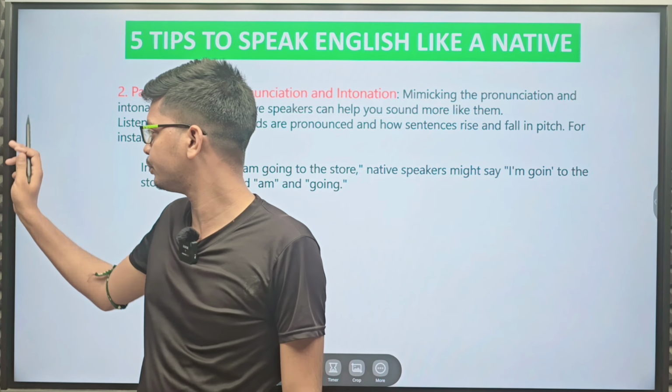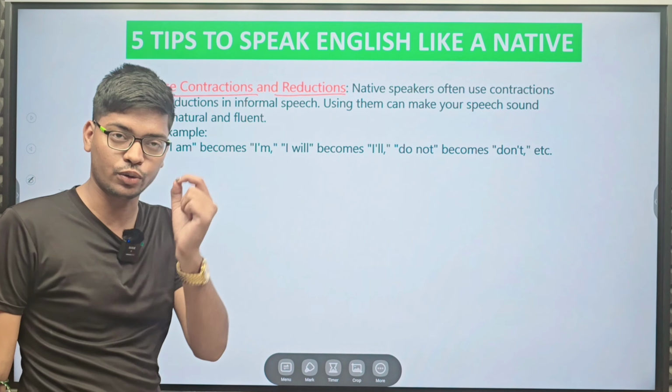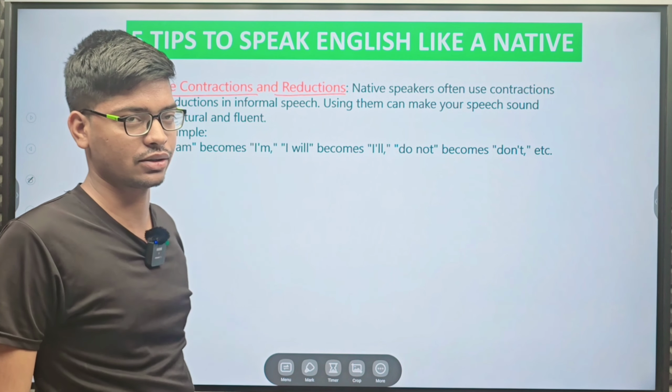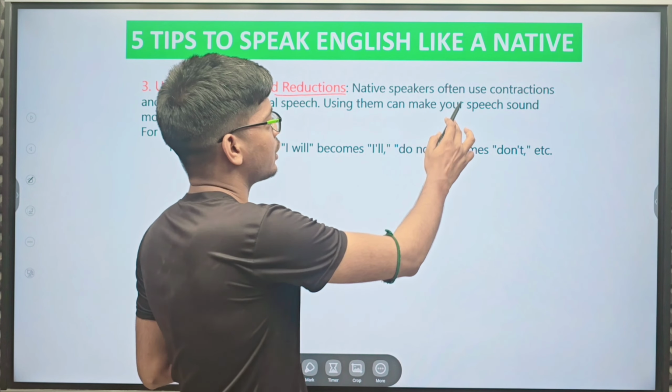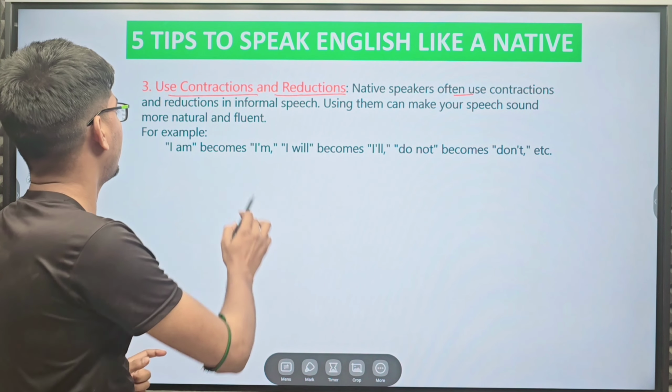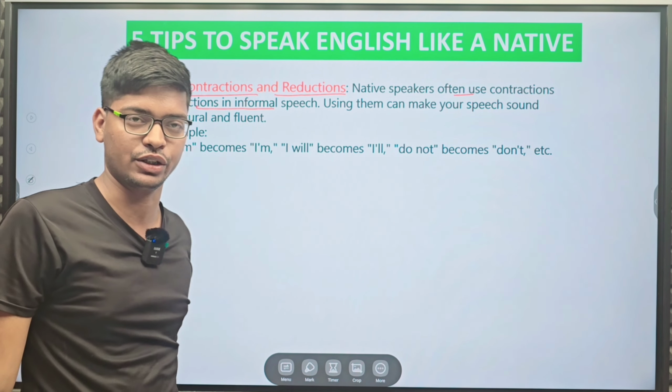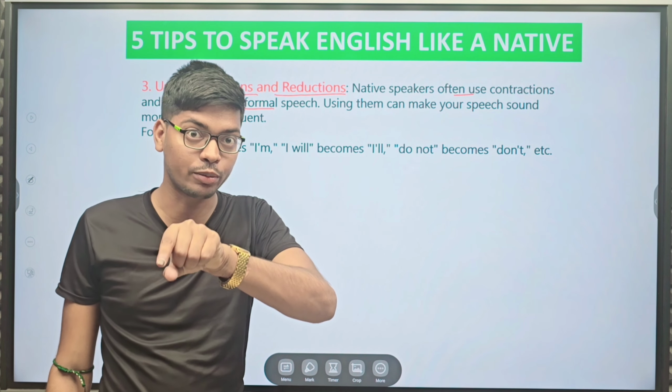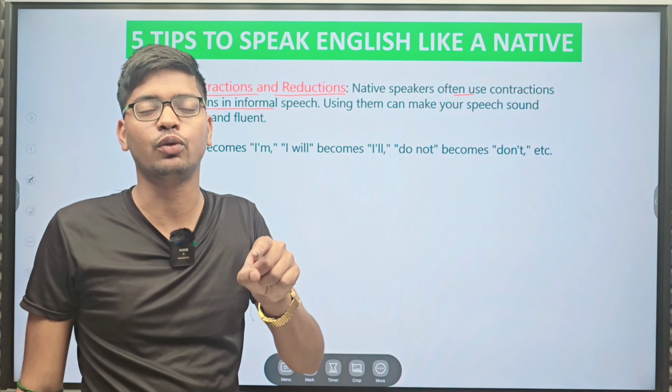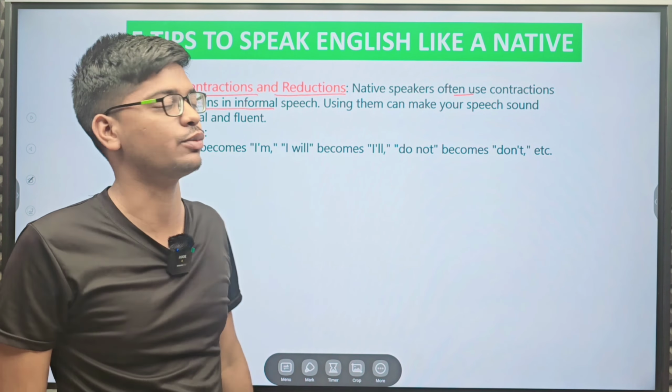Third tip is use contractions and reductions. Native speakers often use contractions and reductions in informal speech, not formal speech, only for informal speech. Using them can make your speech sound more natural and fluent. That is a very easy concept here.